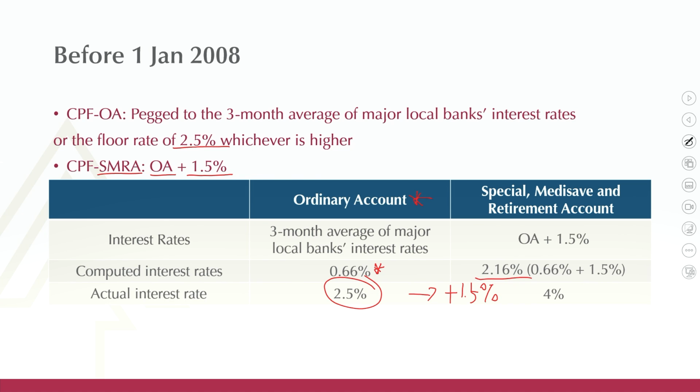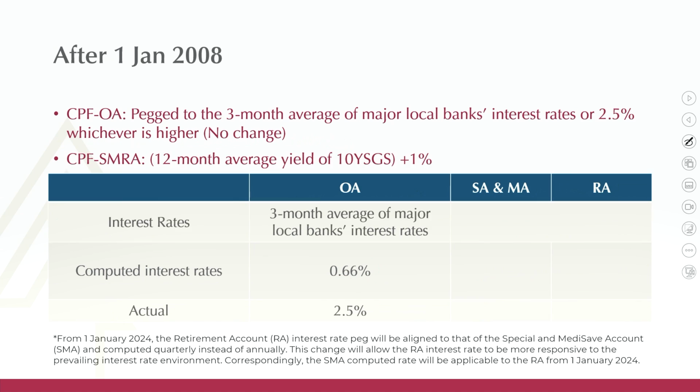But what changed in 2008 was this. The way the interest rate was calculated was changed by CPF in 2008. So let's take a look. For CPF OA, it's pegged to the 3 months average of major local banks or the 2.5% floor rate. This one has no change. For OA, no change, right?